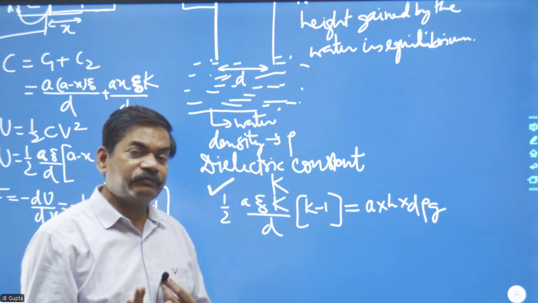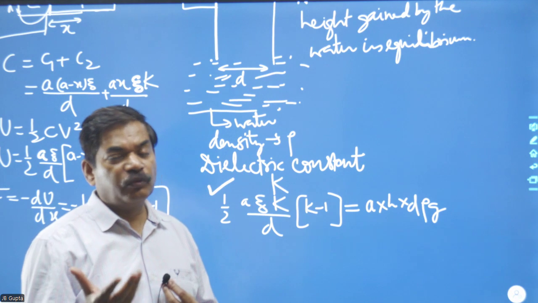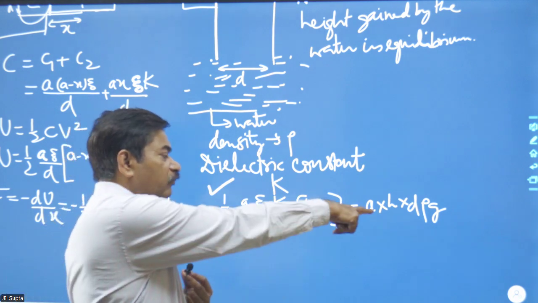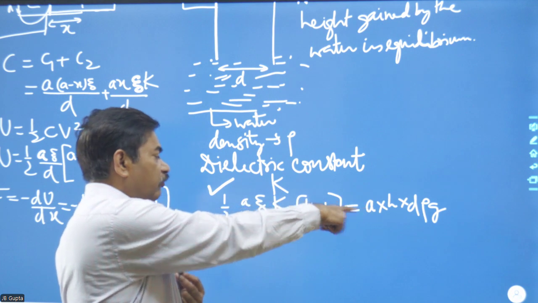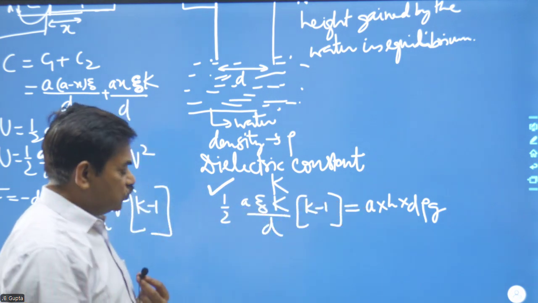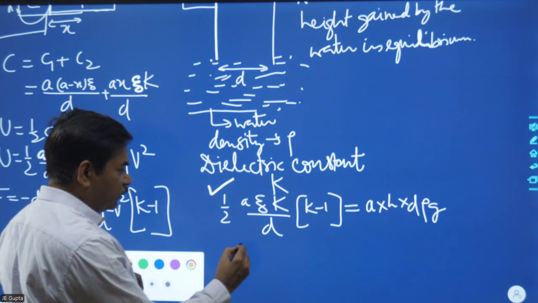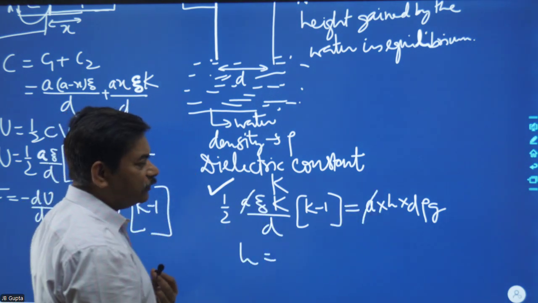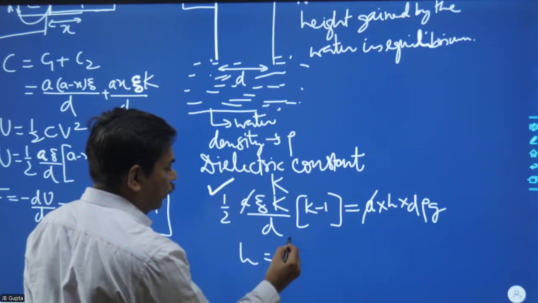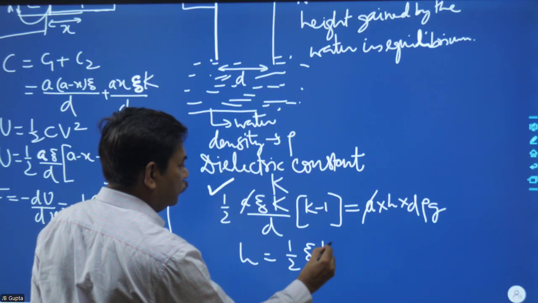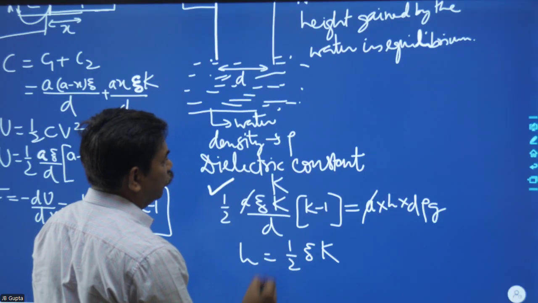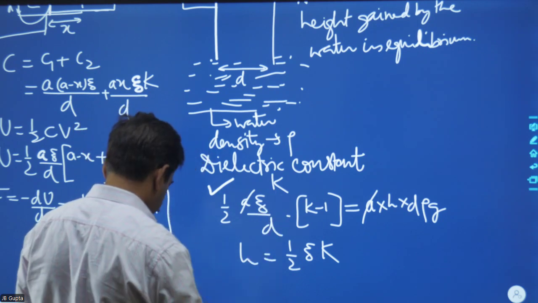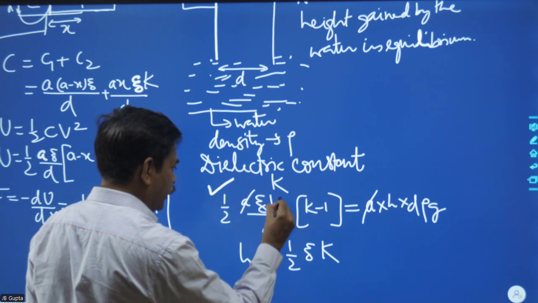And in equilibrium, equilibrium means net force should be zero. So in equilibrium, the downward force, the weight of the water column, will be equal to the attractive force. So from here you get the value of h. A from one side will cancel, and this becomes half epsilon naught into, I'm sorry, here I had written K, it is V squared.